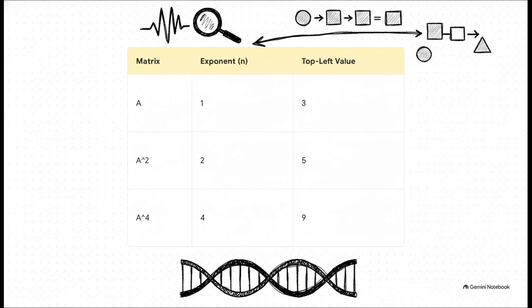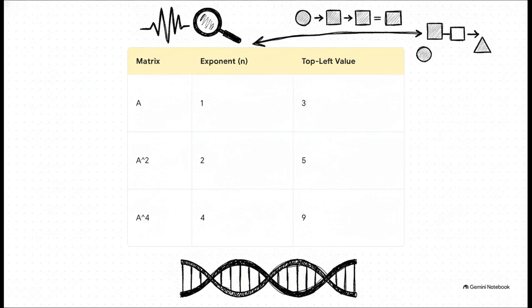Let's focus our attention exclusively on the top left corner, and look at how the exponent, which we'll call n, maps to that number. When our exponent is 1, the top left number is 3. When our exponent is 2, the top left number is 5. And when our exponent jumps to 4, the top left number jumps to 9.